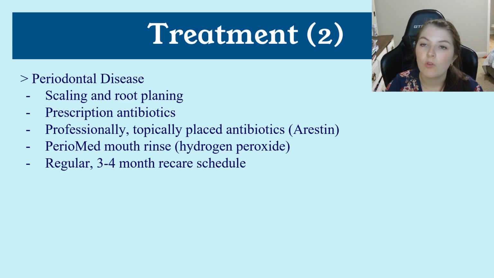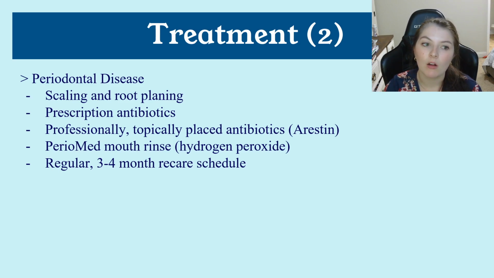So the first step in treating periodontal disease is what we call scaling and root planing. This is a deep cleaning procedure. It removes all the plaque and tartar from below the gum line and smooths out the root surface to help prevent further buildup from occurring in those areas.